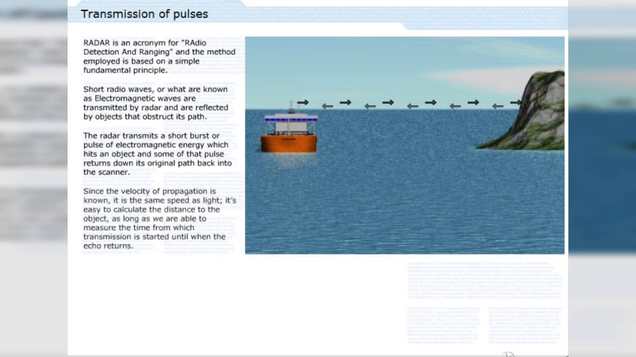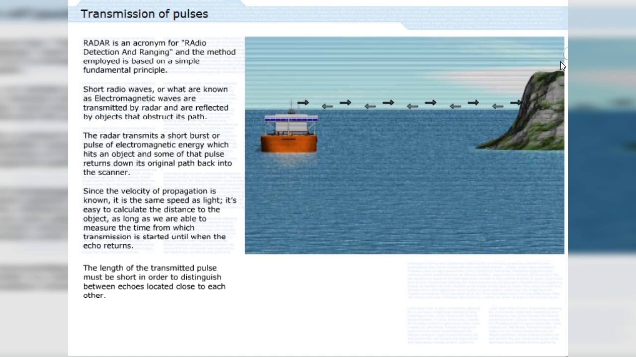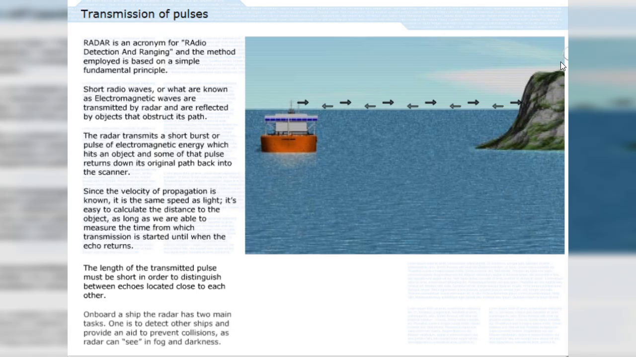Since the velocity of propagation is known, it is the same speed as light, it's easy to calculate the distance to the object, as long as we are able to measure the time from which transmission is started until when the echo returns. The length of the transmitted pulse must be short in order to distinguish between echoes located close to each other. On board a ship, the radar has two main tasks.